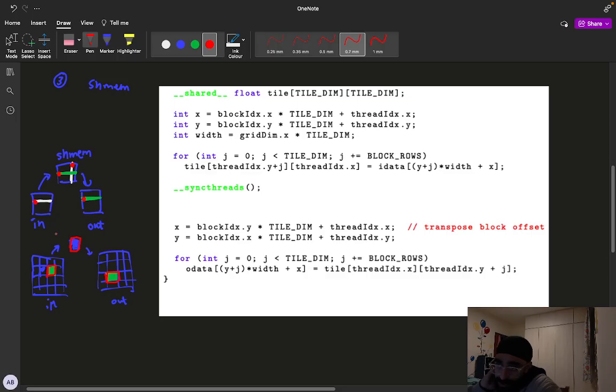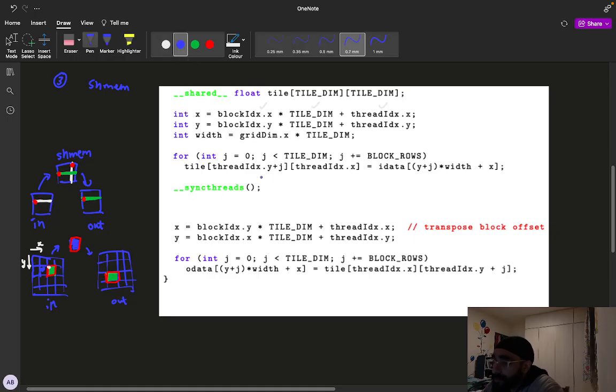So the code is that for a given thread, it has a given block ID x and a thread ID x. We calculate the x and y coordinate of the element in the input that this thread is responsible for.